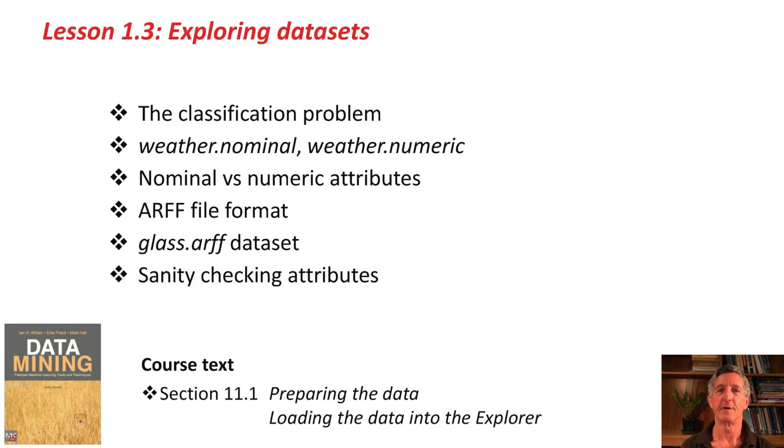That's it then. We've looked in this lesson at the classification problem. We've looked at the nominal weather data and the numeric weather data. We've talked about nominal versus numeric attributes. And we've talked about the ARFF file format. Looked at the glass.arff data set, and I've talked about sanity checking of attributes and the importance of getting down and dirty with your data.